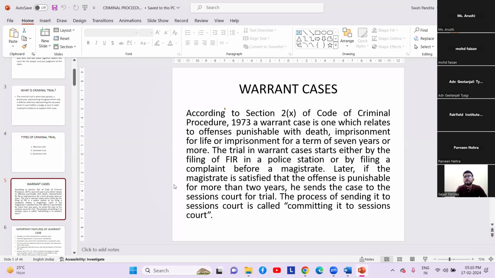The process of sending it to a sessions court is called committing it to sessions court. A sessions court is the highest pedestal of the proceedings while dealing with criminal cases. This court even gives the death punishment. This is a very serious court.